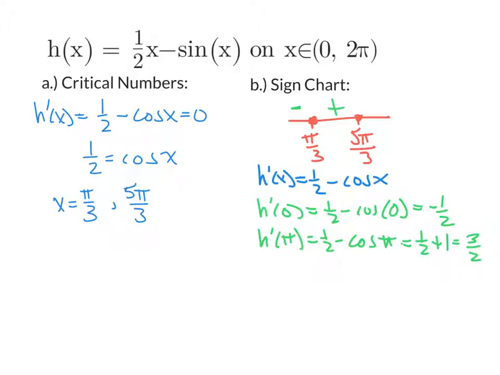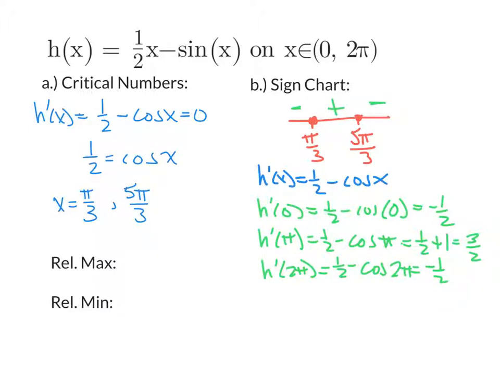And then after 5 pi over 3, I'm going to use 2 pi. I know that neither 0 nor 2 pi is on our interval. However, we could tell the nature of the derivative by looking at those. So again, 1/2 minus the cosine of 2 pi is the same as 1/2 minus the cosine of 0, which is negative 1/2. So here we are negative.